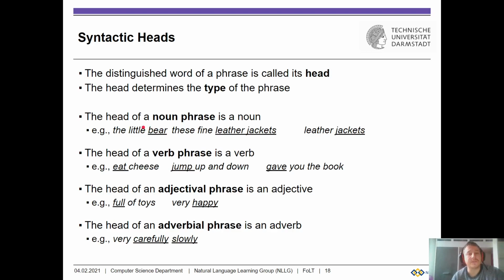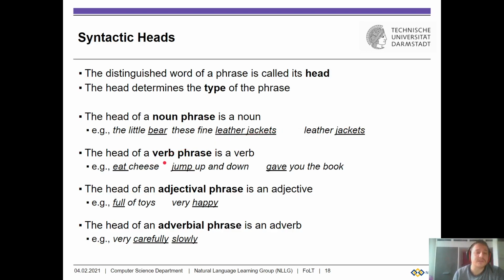We would have two noun phrases here. The first one is the little bear, where the syntactic head is bear, which governs its subordinate words, such as the little. These fine leather jackets. Leather jackets is also a syntactic head, which then governs these fine. And within leather jackets, we have another syntactic head, namely jackets.